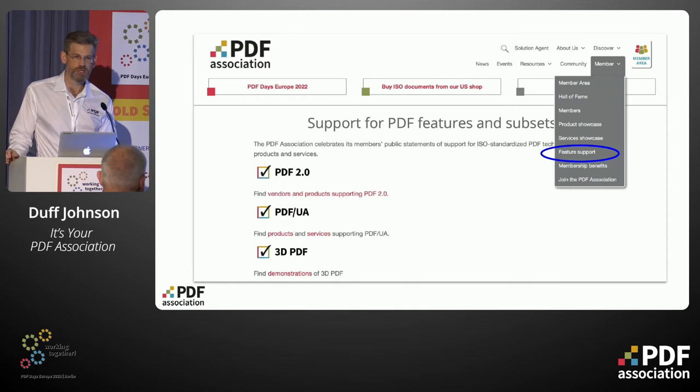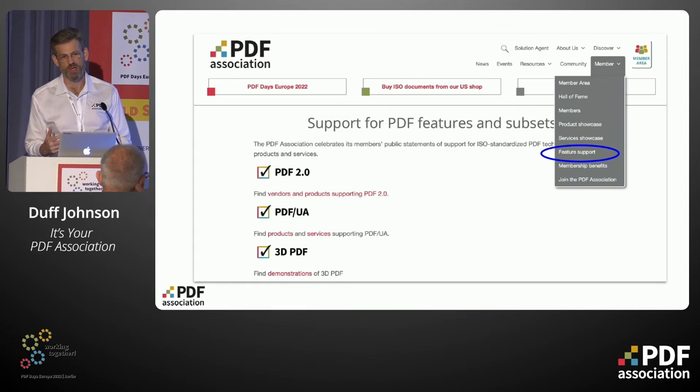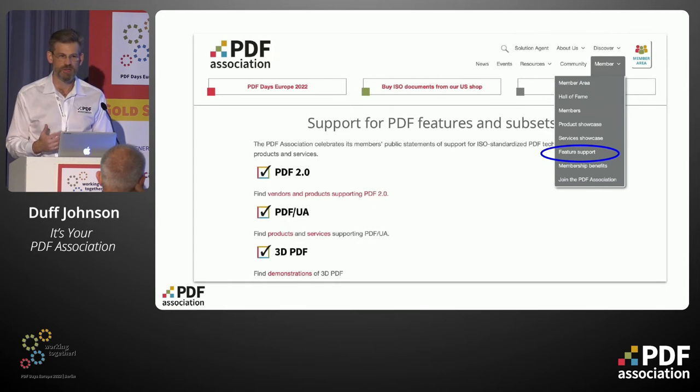So one of the components of the product index that we include is that, on a per document or per product basis, we give members the ability to indicate specifically that they support a given ISO standard. So if, for example, you wish to claim as a software publisher that this product supports PDF/UA or PDF 2.0, you can go and check the box in your product listing, provide a URL to the web page on your site that makes this claim, and then you'll get one of these check boxes on the product that is so listed on the website.